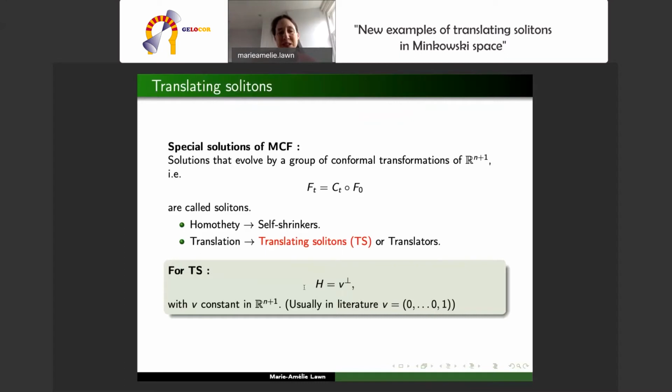So for translating solitons in R^(n+1), as I said, we look at solutions of the mean curvature flow which are invariant, or which evolve by a group of translations. So the equation reduces to the following one here, meaning that the mean curvature is equal to the perpendicular part of a constant fixed vector in R^(n+1). And since we're in R^(n+1), it doesn't matter which vector we take because R^(n+1) is full of symmetries, right? And usually in the literature, we fix this vector to be just the vertical direction.